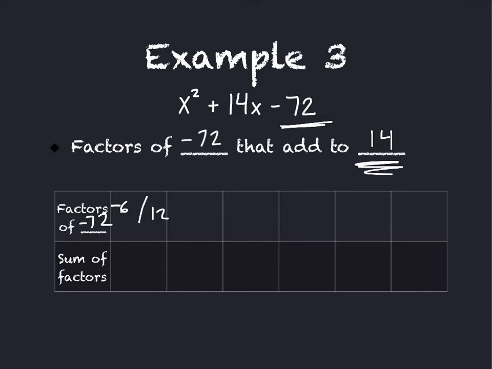So what is negative 6 plus 12? So 12 minus 6. 6. Is that what we're looking for? No. So let's try something else. What are two other factors of negative 72?